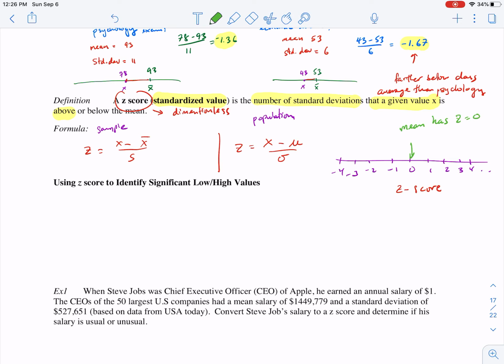Because if you take the x value that is equal to the mean, and compare that to a z-score, x's value is mean minus mean, which is going to be 0, divided by the standard deviation is going to be 0. So a z-score of 0 is the mean itself.